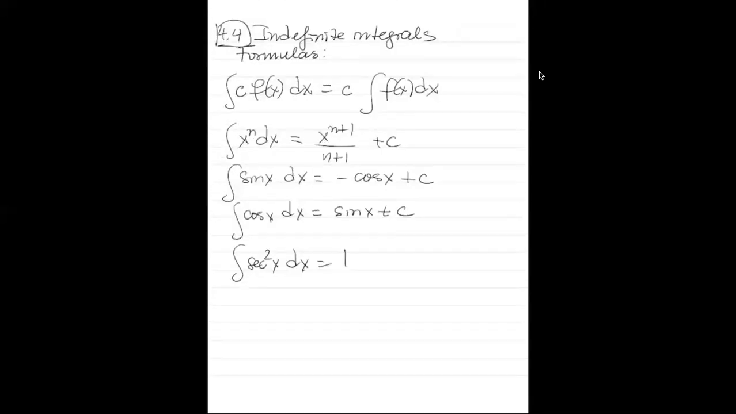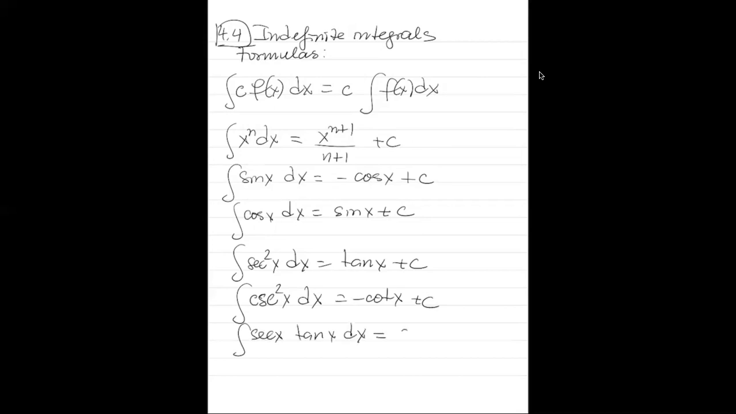Integral of cosecant squared dx. That's negative cotangent. And 2 more: integral of secant x tangent x. So if you know your differentiation formulas, then you know the integration formulas because they're opposite or inverses of each other. And the last one is integral of cosecant x cotangent x. That is negative cosecant x plus c.